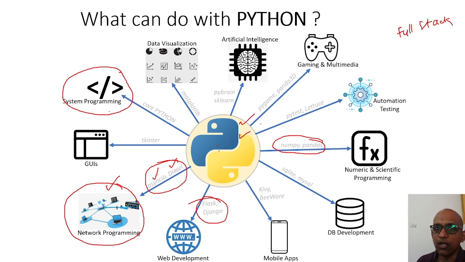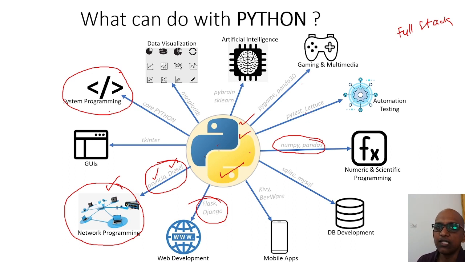So in all these things, core Python is common. Core Python is a must. Without that, you cannot learn the additional things like NumPy, Pandas, PyTest. So you must learn core Python first as a first step. As a second step, you need to learn the different frameworks or libraries.